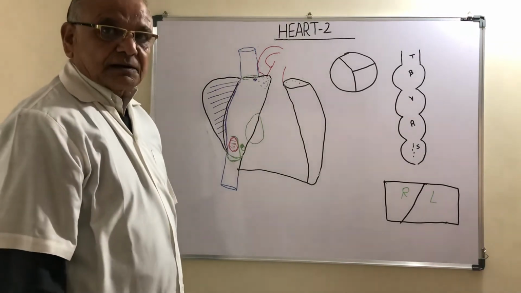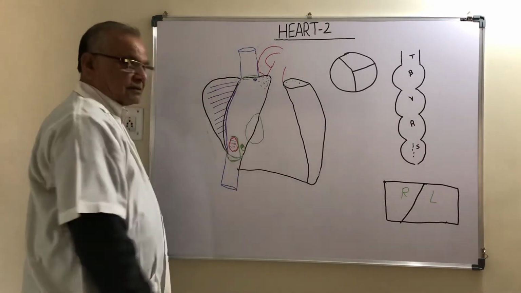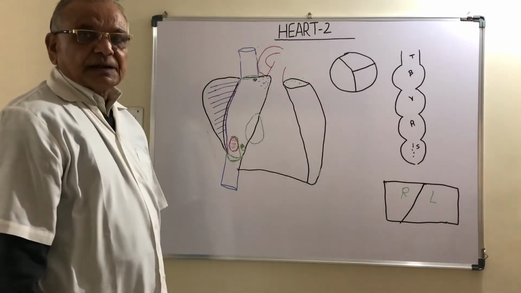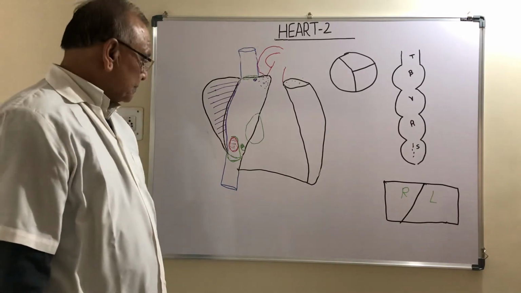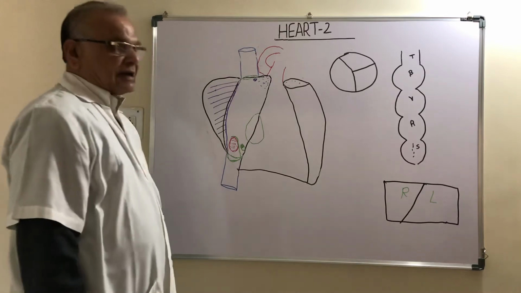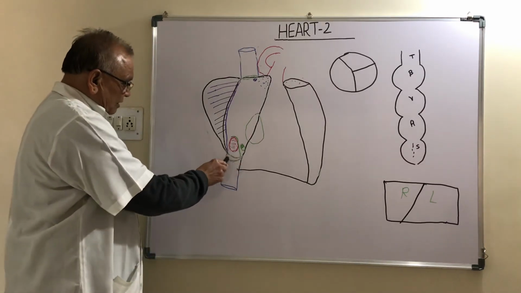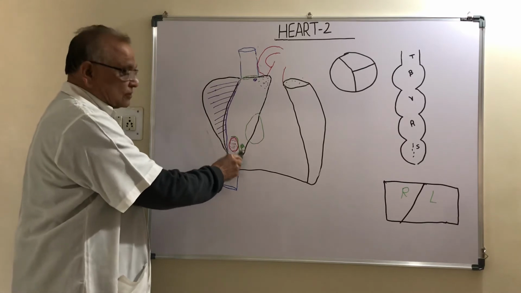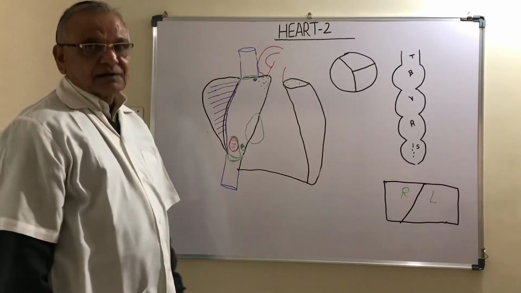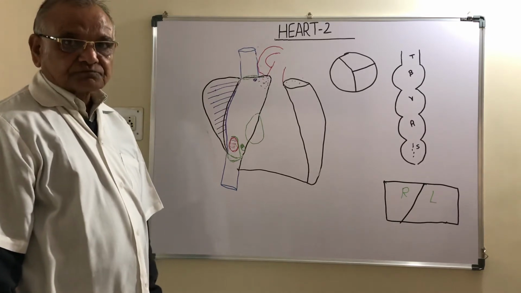In the lower posterior part, there is the opening of the inferior vena cava. This opening is guarded by a semilunar valve, and this valve is called the valve of the inferior vena cava.